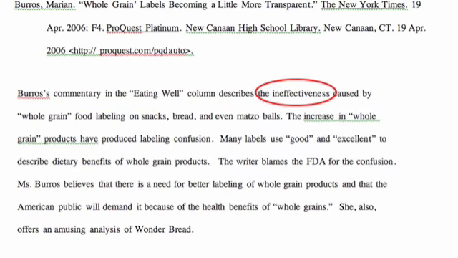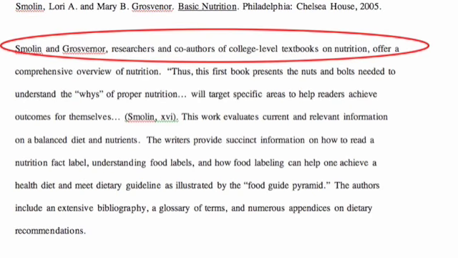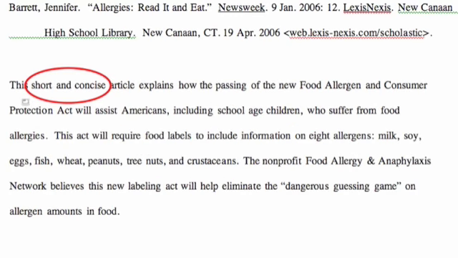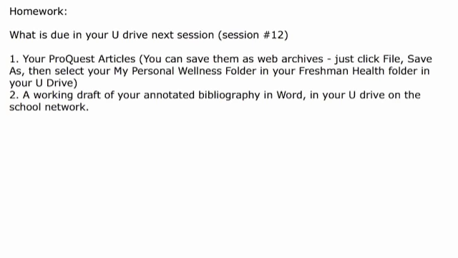Here's where it says the Burroughs article is ineffective. And you can see where Smolin and Grosvenor are researchers and co-authors of college-level textbooks. And here it says the FDA food and labeling requirements under the Federal Food, Drug, and Cosmetic Act and its amendments. And here it says it's short and concise. So you have to be able to cover this kind of information and explain this kind of information in your annotated bibliography. All right, what's due for next time?